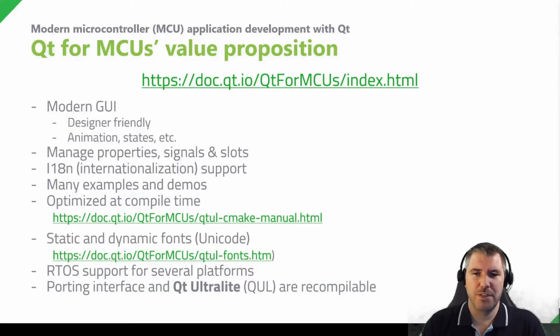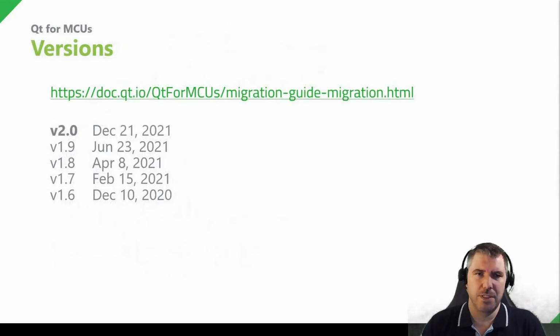The porting interface and the Qt Ultralite are recompilable. All source code of Qt for MCU and the tooling are delivered to ensure the base support. The latest version is 2.0 from the 21st December last year. A migration guide is also provided to help you migrate your former projects to the 2.0 version. I will show you a bit during the presentation.